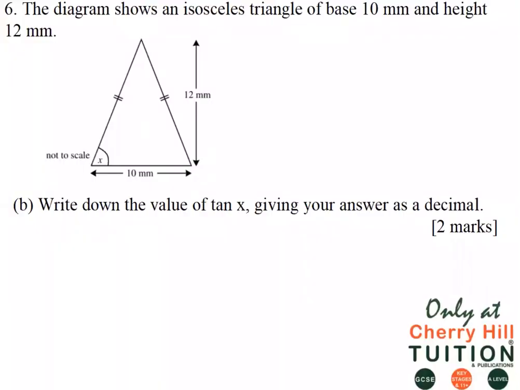Question 6b, so we have the same isosceles triangle and we need to write down the value of tan x. Okay, so in the previous question, what we did was split this triangle in half and turn this into a right angle triangle. Now we worked out that this was 12 and this was 5. Now labeling this triangle, we have the opposite and we have the adjacent.